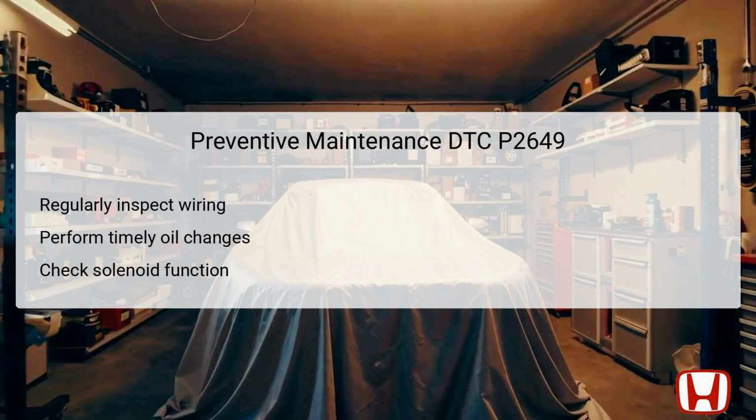Additionally, performing timely oil changes is crucial, as clean oil ensures proper lubrication of the rocker arms and their components, leading to efficient system operation. Lastly, periodically checking the function of the rocker arm oil control solenoid itself can help in identifying early signs of malfunction, allowing for preventative measures that enhance the longevity of the VTEC system. Engaging in these preventative maintenance tasks is essential for preserving the integrity and performance of your vehicle.